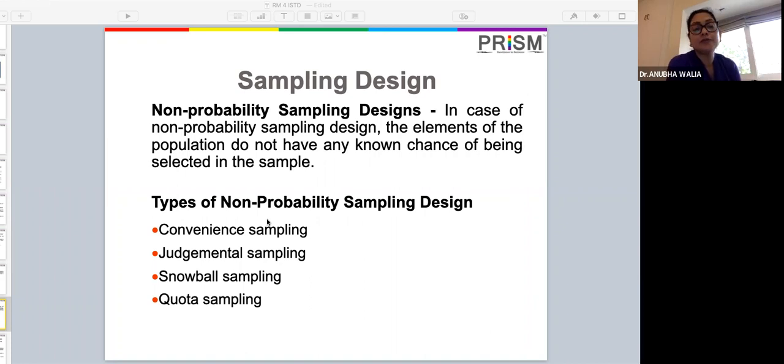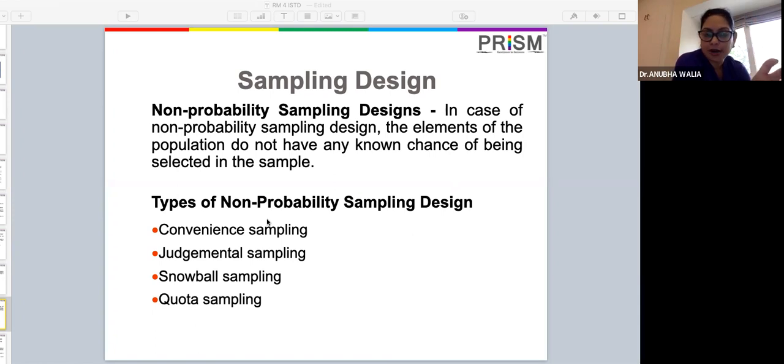The probability of selection can't be accurately determined. So it involves the selection of elements based on assumptions regarding the population of interest. Now this forms the criteria of selection. Because the selection of elements is non-random, non-probability sampling does not allow the estimation of sampling error.